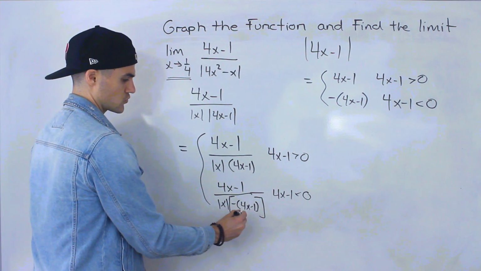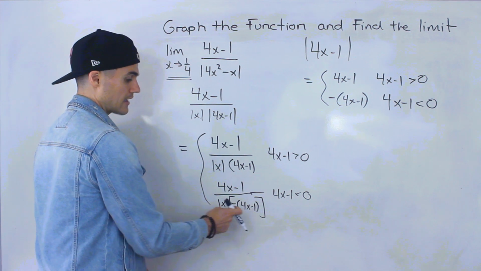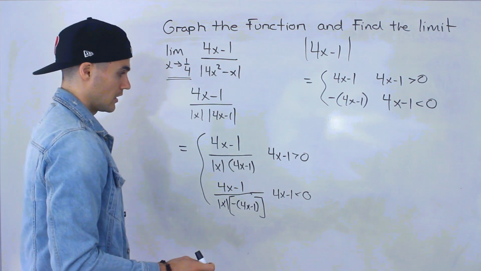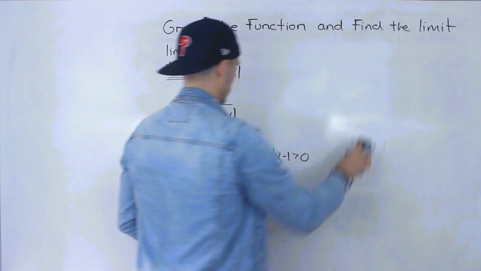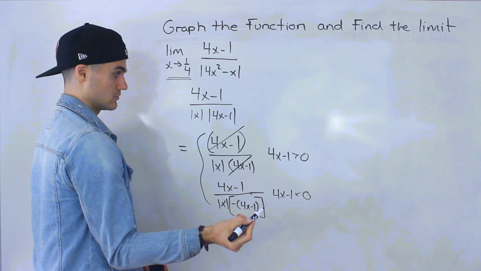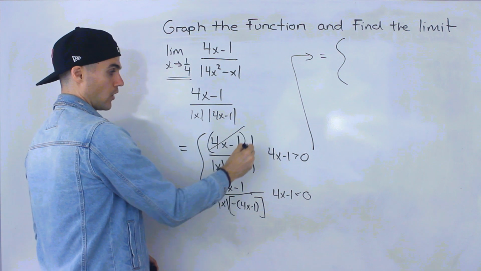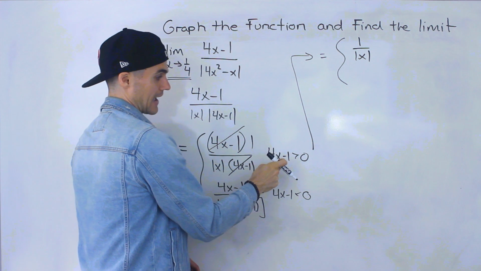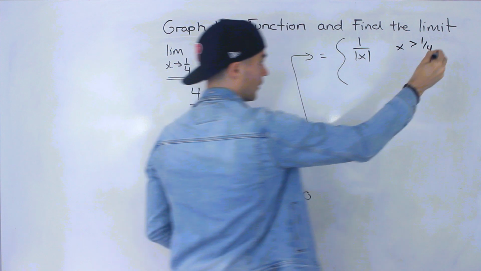The reason why I put it in a square bracket is because I don't want you to think that it's absolute value of x minus this. Okay, it's absolute value of x times -1 times that. And so if we simplify this, notice we could simplify because this and this cancel out. And so what we're going to be left with is 1 over the absolute value of x. And that's going to happen if we isolate for the x here. That's going to happen when x is greater than 1 over 4.